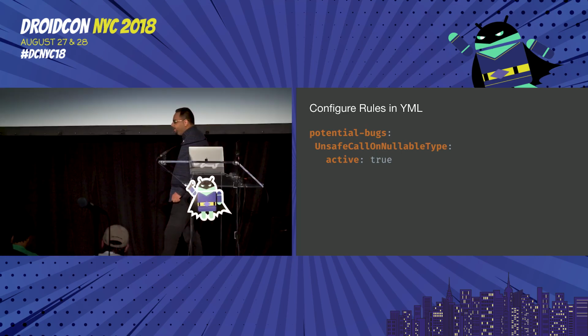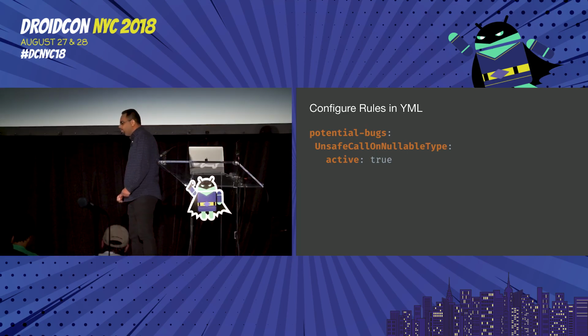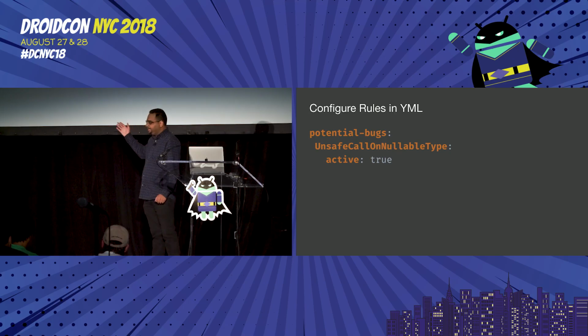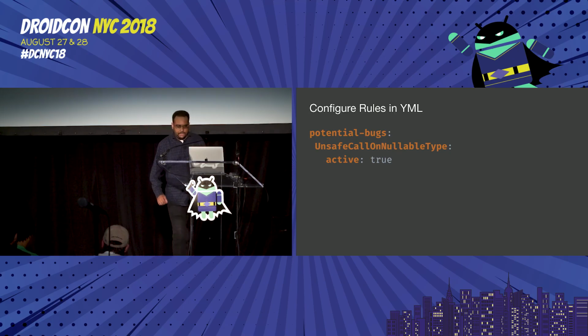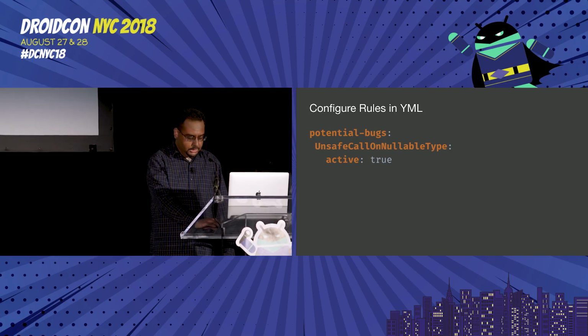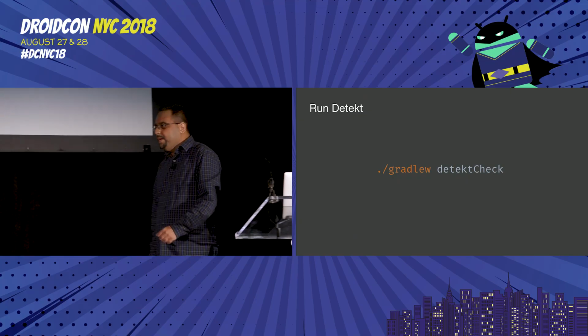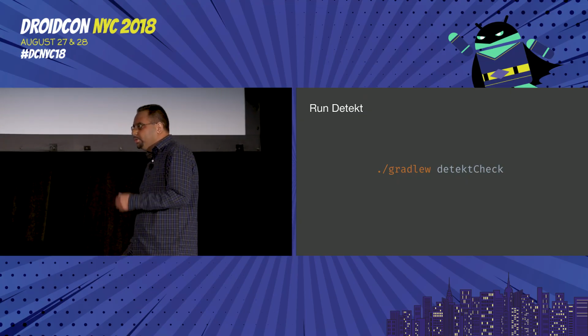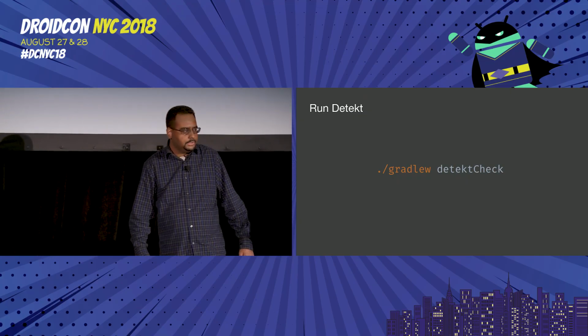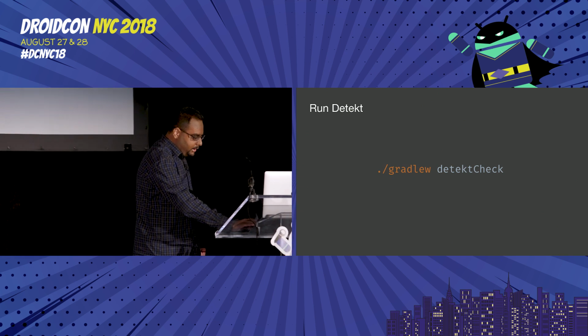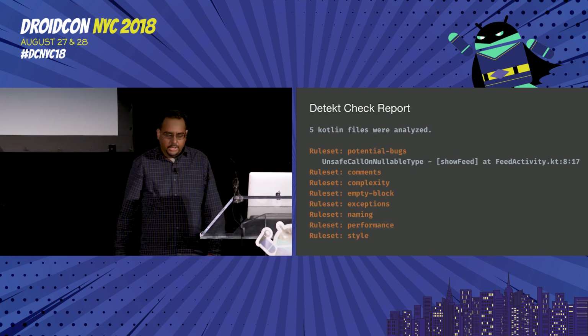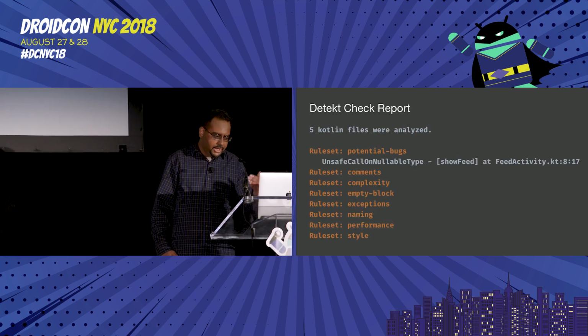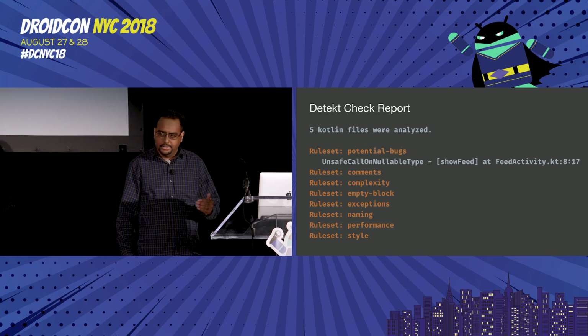So I could turn that on in my YAML file like this, and that rule is under the potential bugs rule set. When I turn that on, how do I run Detekt? I'm going to execute this command. When I execute this command, it's going to go through all my Kotlin source files. So this is what the output would look like. If I break this rule, it's going to tell me where I broke it and the line number that I broke it in, right? So this is one rule.